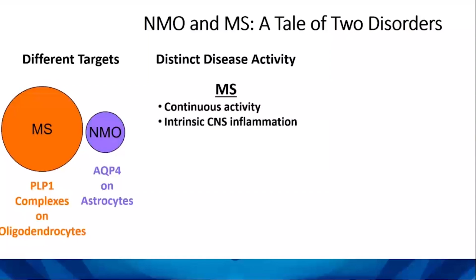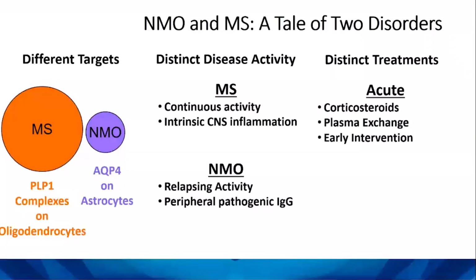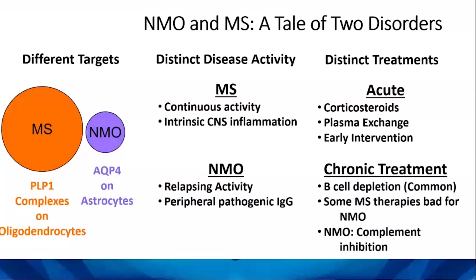They have distinct activities: MS, continuous and intrinsic inflammation in the nervous system; NMO, relapsing activity, with peripheral antibody that's made and gets to the nervous system. And two distinct treatments, with commonalities for acute treatments, but different chronic treatments. And this is how this field is going to move forward.